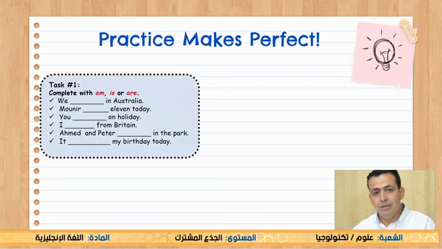Okay, you have 6 gaps, and you have 3 choices. So pay attention to the first word and give it a try. Okay, we. Is it we is in Australia?